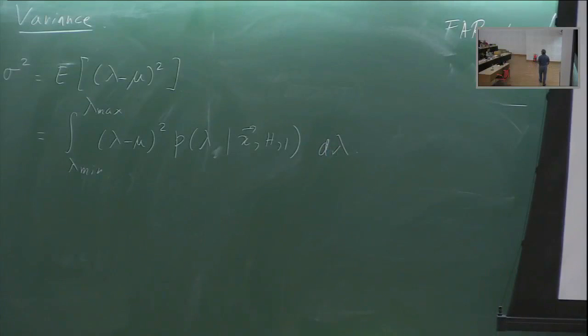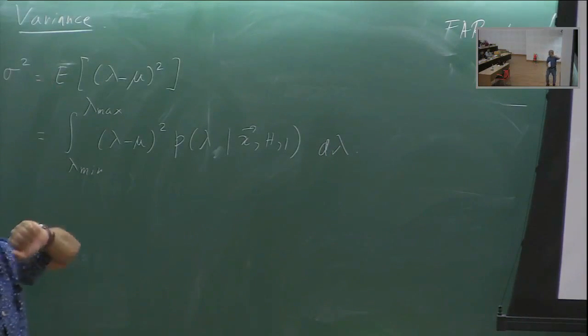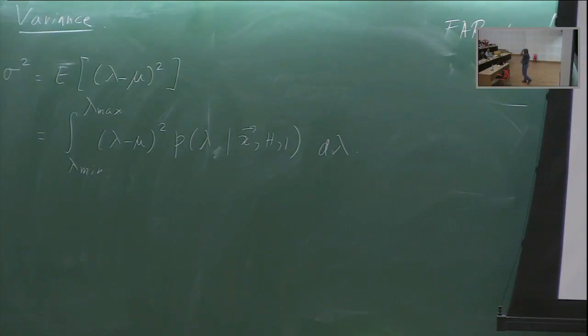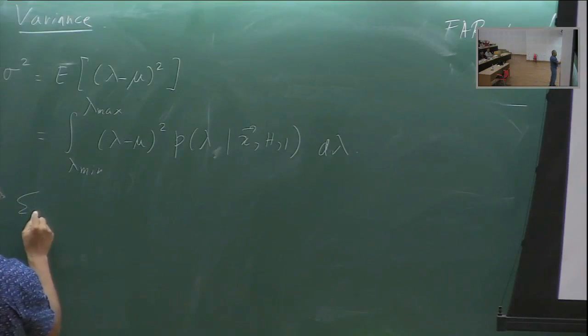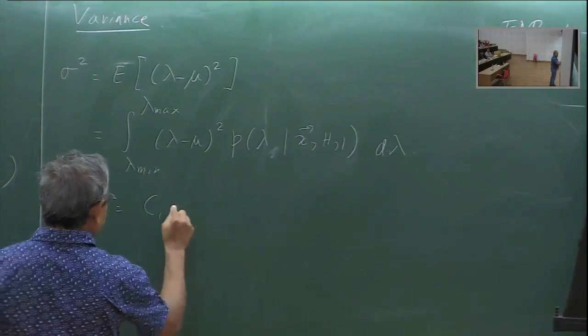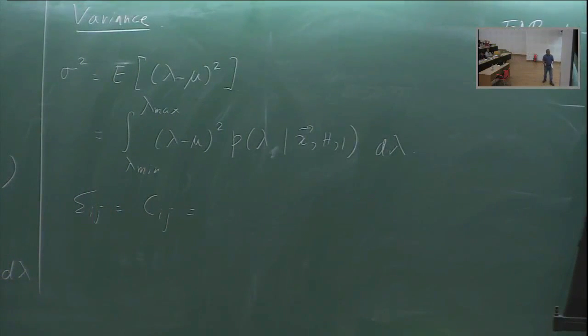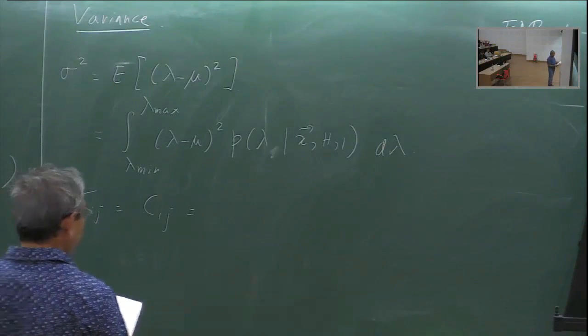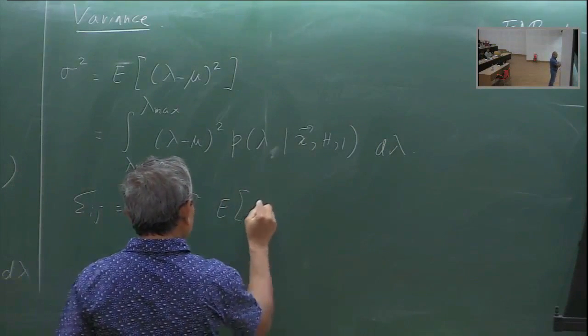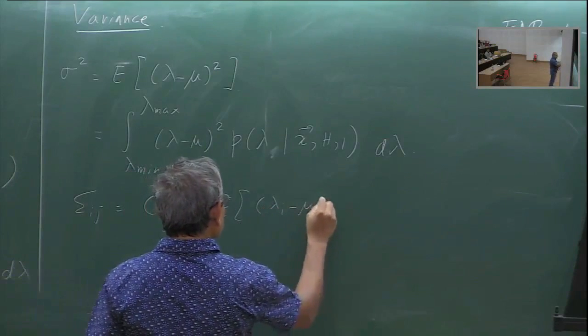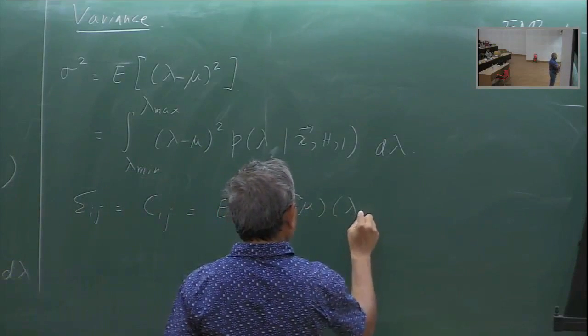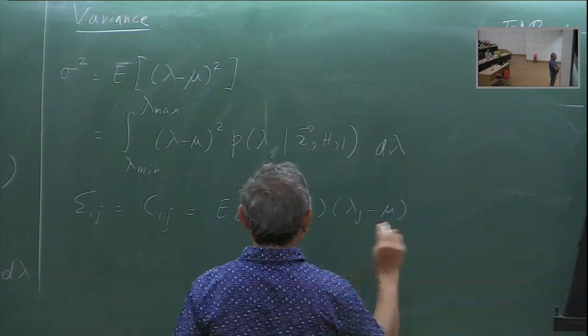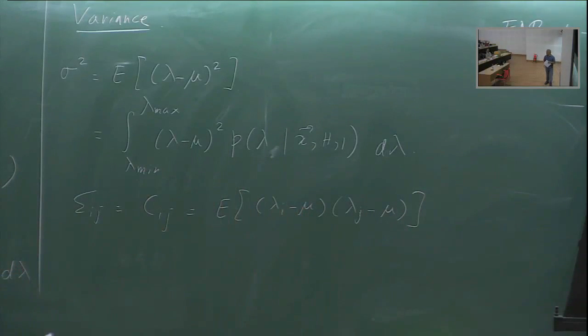We can not only calculate the mean and the variance of single parameters, but we can actually calculate the whole covariance matrix we talked about, namely sigma ij or Cij as they are denoted. These symbols are used interchangeably. It is the expectation value of lambda i minus mu i and lambda j minus mu j. That's what the expectation value is.